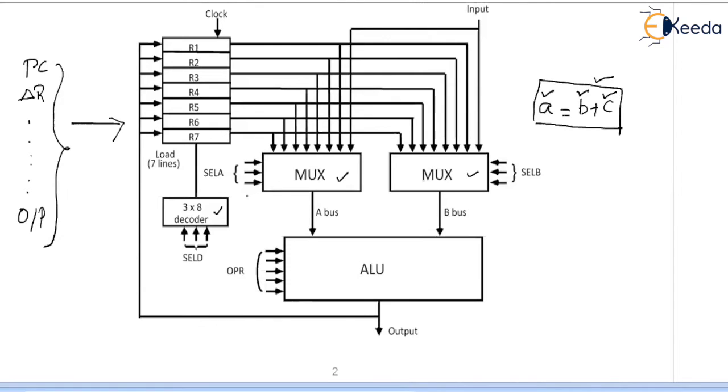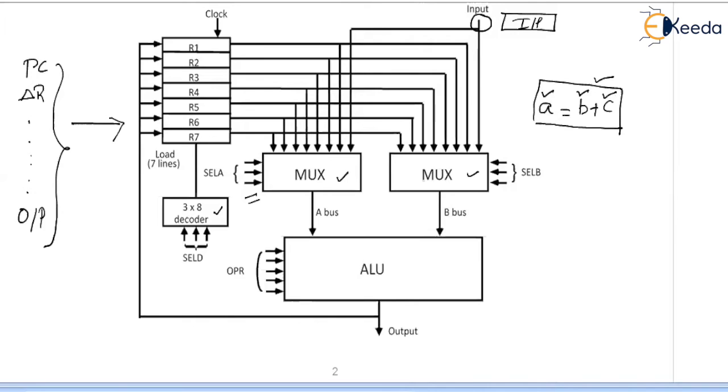You can clearly see this is a 3x8 multiplexer. The input connections to the multiplexer are from the 7 registers. R1 is connected, R2, R3, R4, R5, R6, R7. All these are connected here. And there is an input register also connected to this multiplexer. This is the input register, let us say.